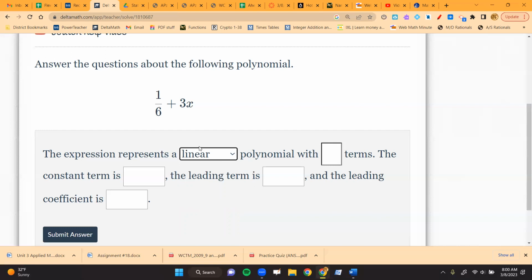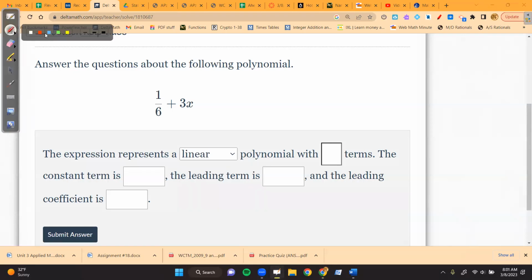And then it says, how many terms does it have? A term is any chunk of the polynomial that's separated out by plus or minus. So in this case, you see how there are 2 terms, like 1/6 is a term and 3x is a term. And again, I know those are called terms because the plus sign says so. Anytime you see a plus or a minus, it's breaking things up into terms. So for this one, I would pick 2 terms.